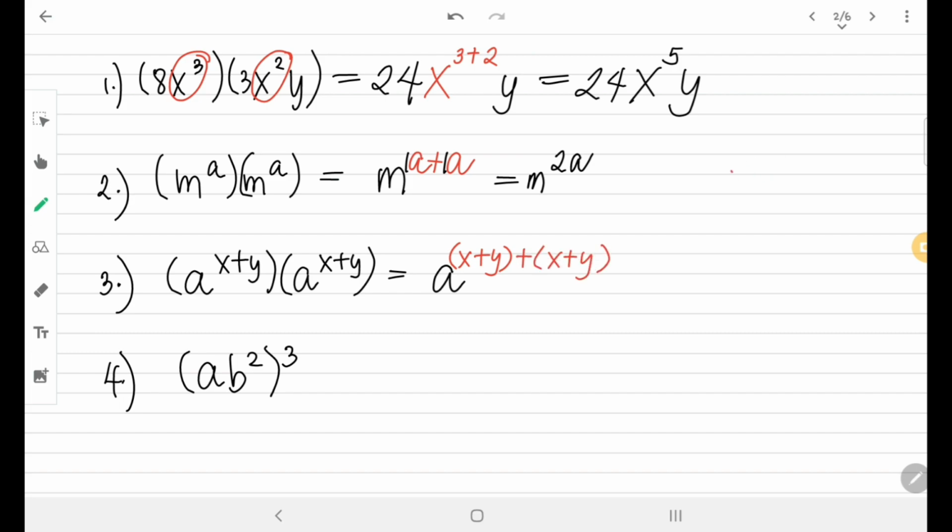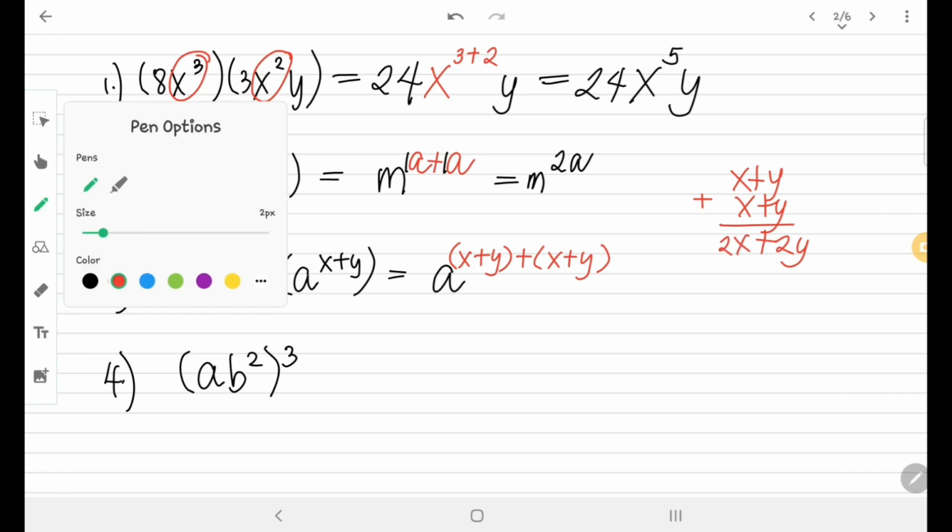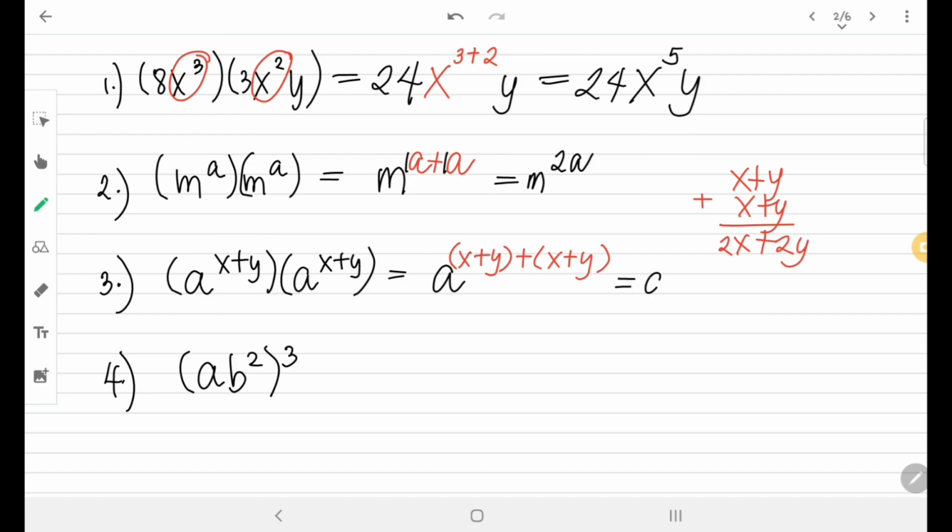So, let's have the solution here. We have x plus y and x plus y. Addition here, because we add their exponents. So, y plus y is 2y. Positive, because they have the same sign. And then, x plus x is also 2x. So, one x and then one x. So, our final answer is a raised to 2x plus 2y.